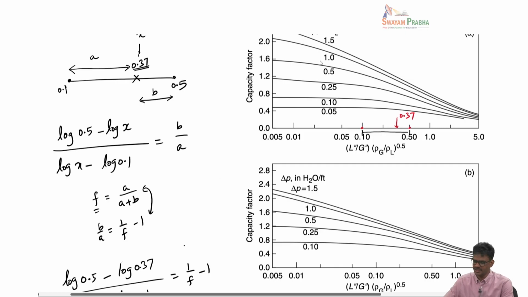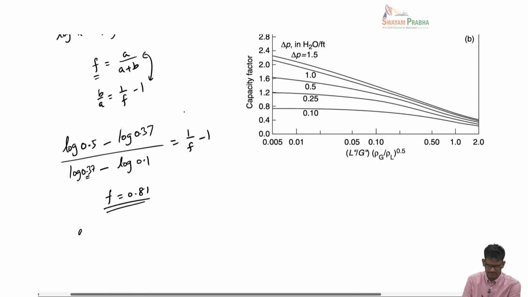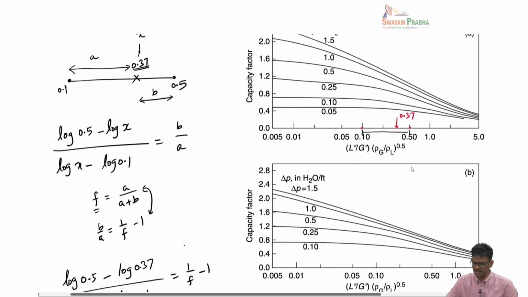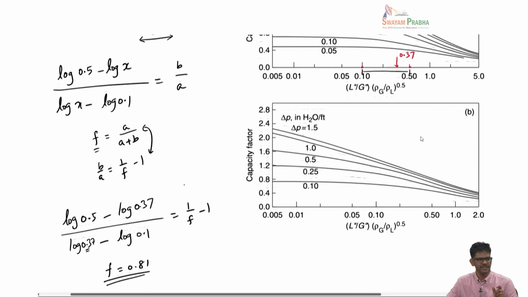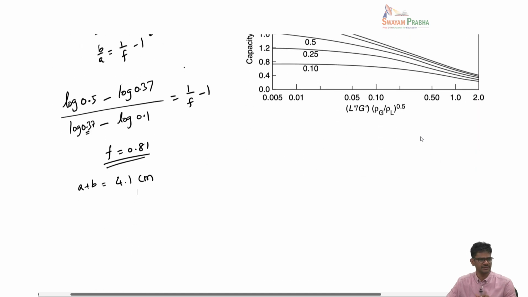Okay, so when I did this, this total length, A plus B, was something like 4.1 centimeter. That's the total length between A and B. This is arbitrary, it depends on how much I zoomed in, but that won't change, because we are working with the fractional distance. So in this particular figure, I measured the distance in a linear scale between 0.1 to 0.5. That total length is 4.1 centimeter. The 0.37 will lie at a distance of 0.81 of 4.1.